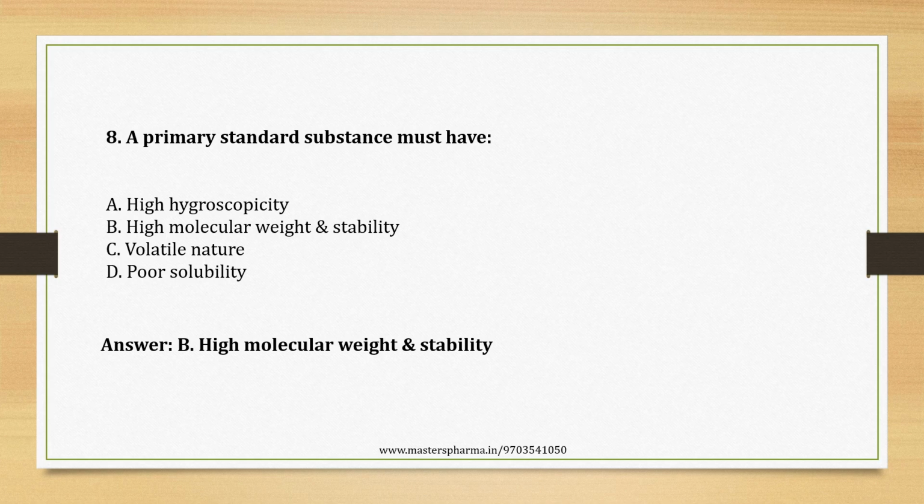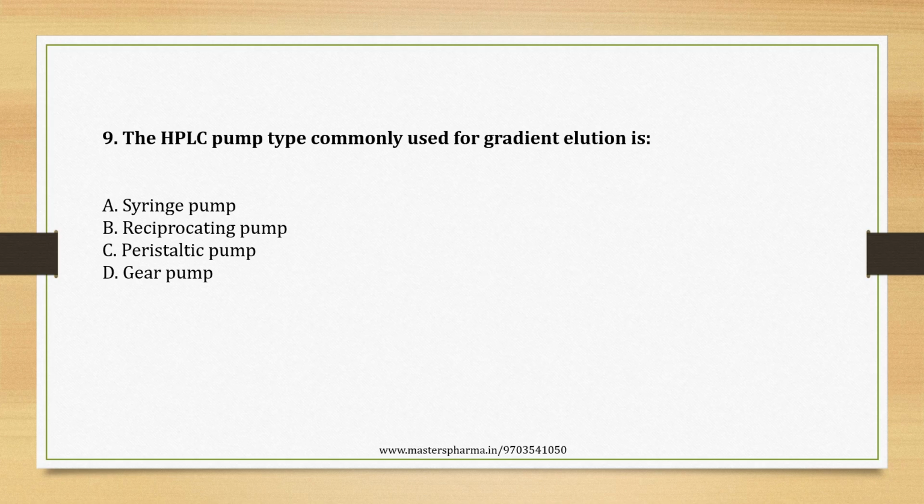The next question, the HPLC pump type commonly used for gradient elution is: option A, syringe pump; option B, reciprocating pump; option C, peristaltic pump; option D, gear pump. The correct option is option B, reciprocating pump.